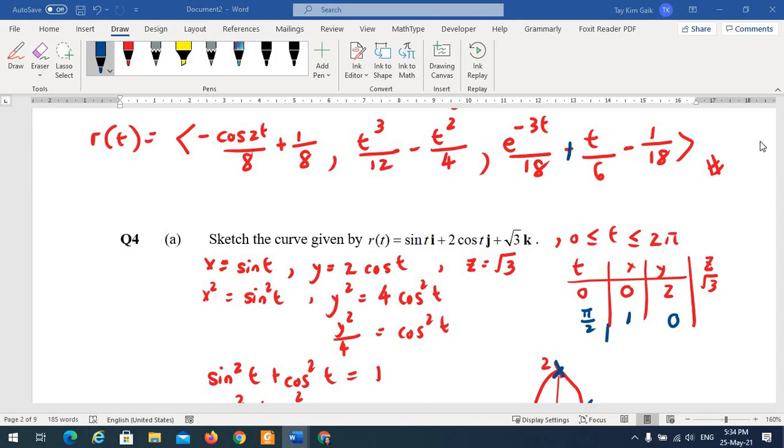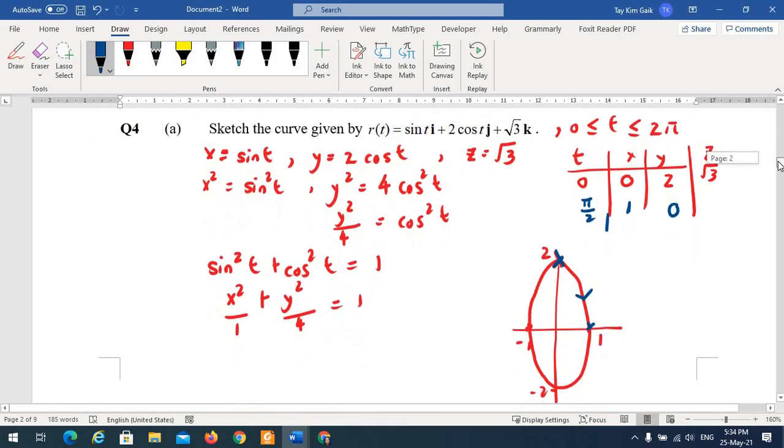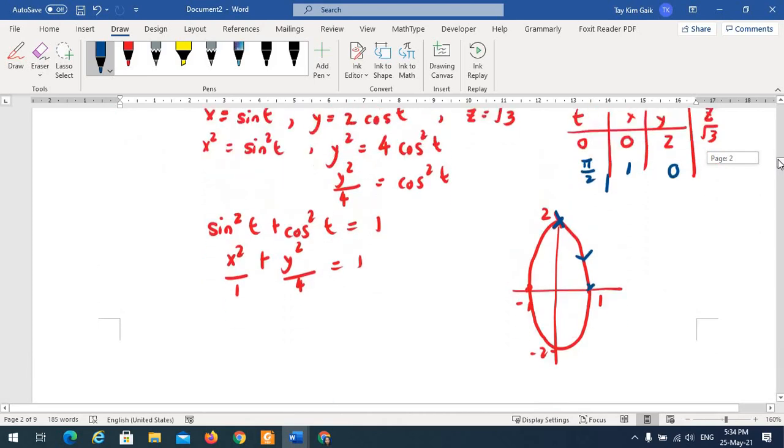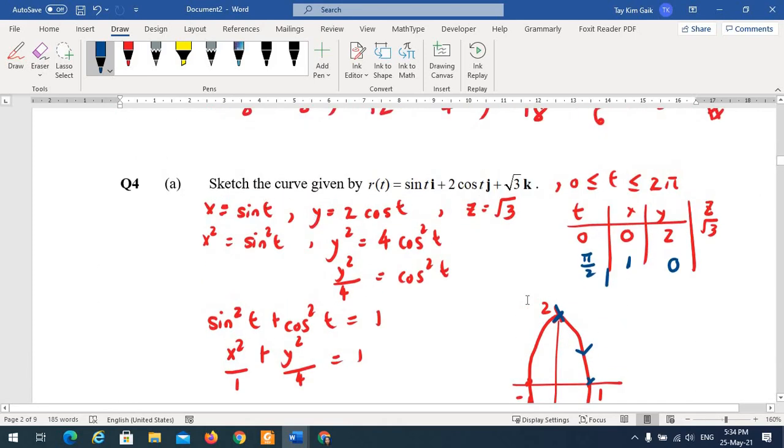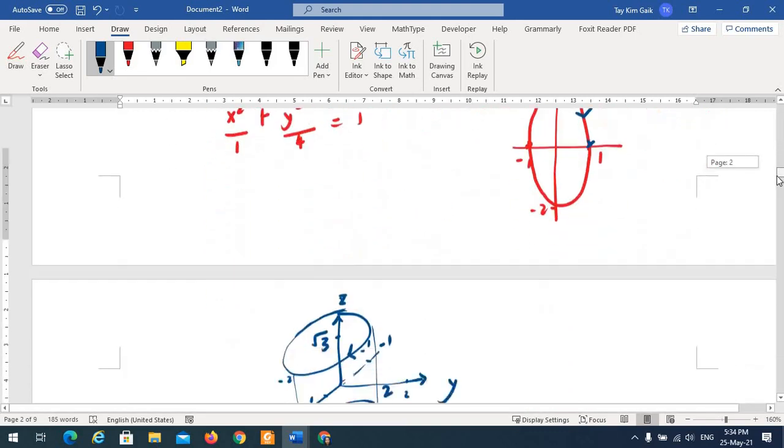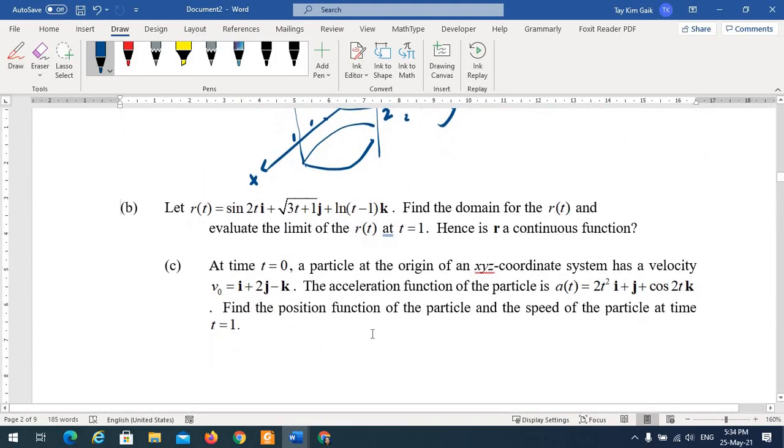Next class I'm going to show you a method to sketch the vector function easily, but I have to search back the code. Okay, this one, raise up the ellipse at the position z equal to 3. That's part A.